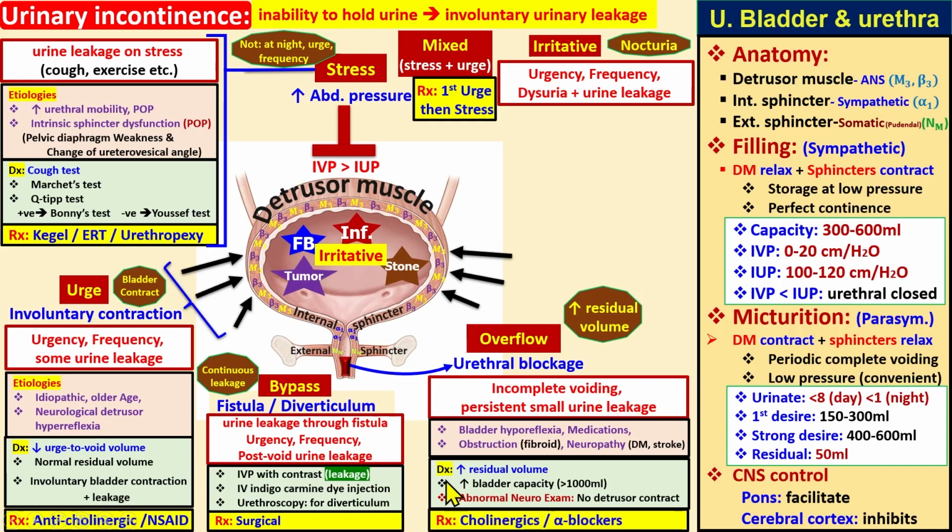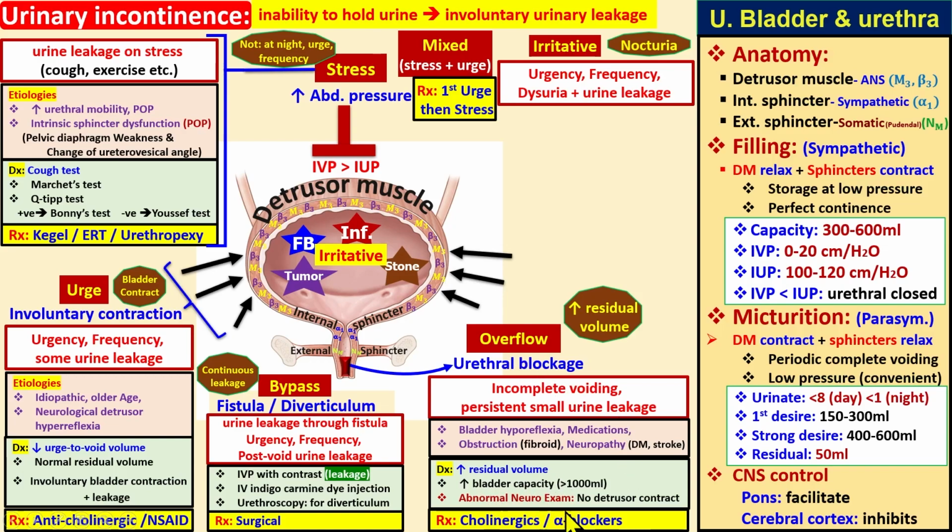Okay. So what is the treatment? Treatment is a cholinergic, which contracts the detrusor and completes the micturition. Okay. And the alpha blocker. Alpha blocker does what? It relaxes the internal sphincter, so there is complete micturition. So in this way this problem is solved.